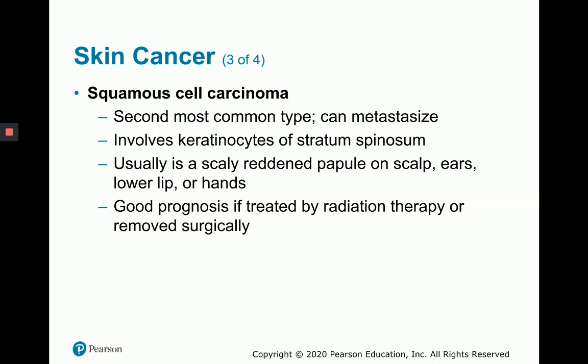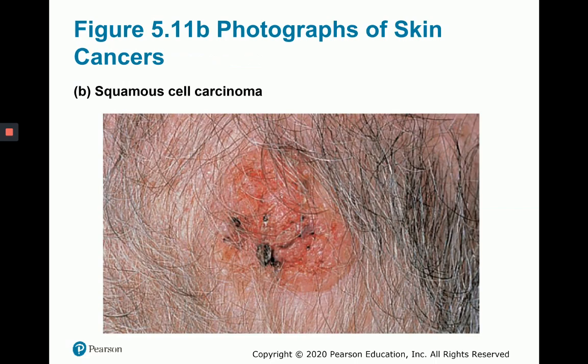Usually in squamous cell carcinoma, you're going to have also a reddened papule, but it's more likely to be located on the scalp, ears, lower lip, or hands as opposed to, for example, the side of the nose. But as long as you catch squamous cell carcinoma early, there is a pretty good prognosis that it hasn't spread to other areas and can be treated not only by surgical excision but also by radiation therapy. Squamous cell carcinoma looks a little more red, a little more pustule-like, a little more scaly, and is really common on the scalp.